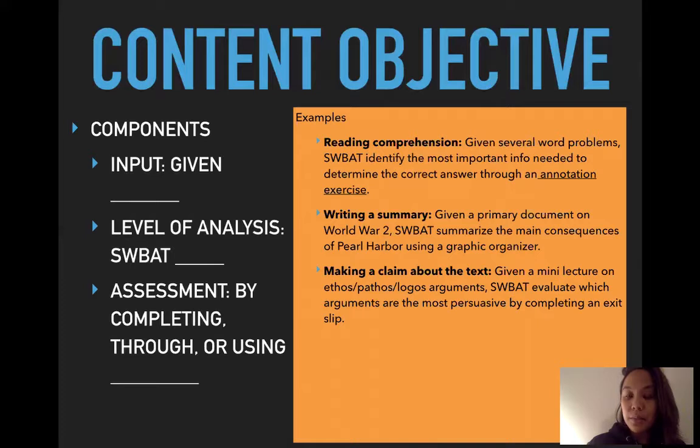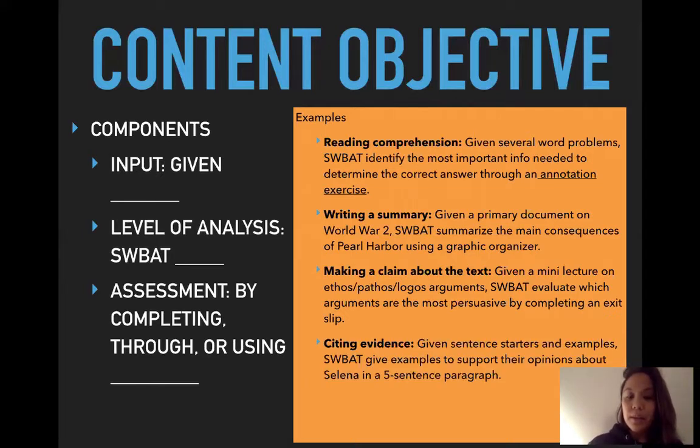Maybe you want to work on making a claim about a text. So this is an example from an English class. Given a mini lecture on ethos, pathos, logos arguments, students will be able to evaluate which arguments are the most persuasive by completing an exit slip, right? So in this case, the assessment is an exit slip.